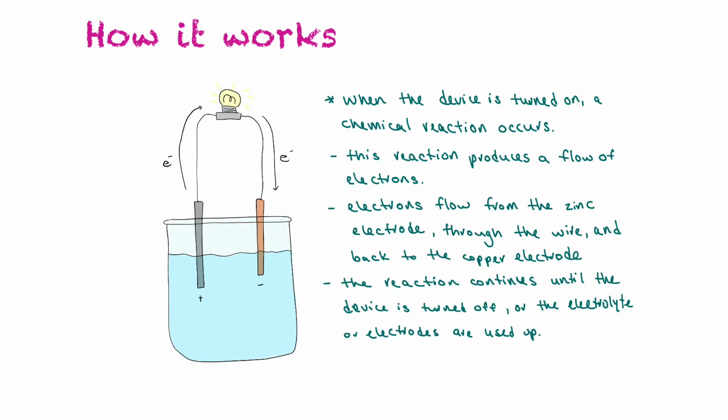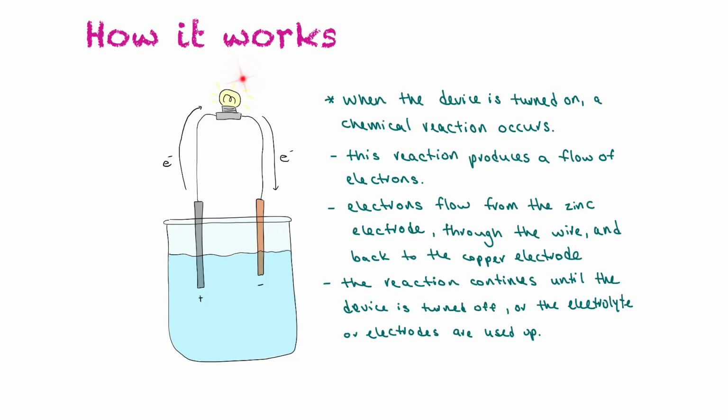We're going to talk about how simple cells work. When you turn on a device, a chemical reaction occurs, and the chemical energy that's in the reaction will be converted to electrical energy. This reaction produces a flow of electrons. These electrons are going to flow from the positive electrode, in this case it's zinc, through the wire, and then back to the copper electrode.